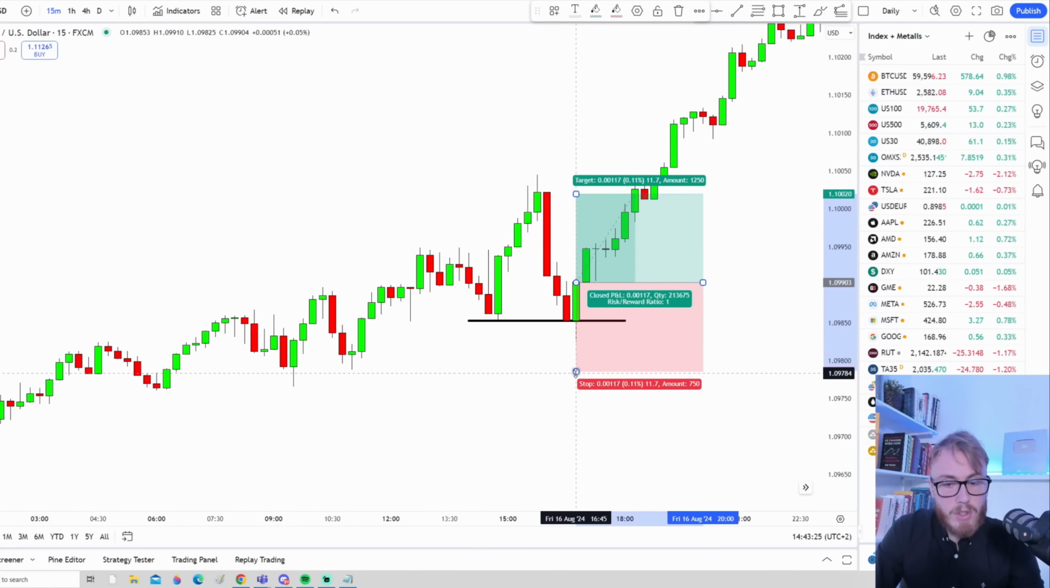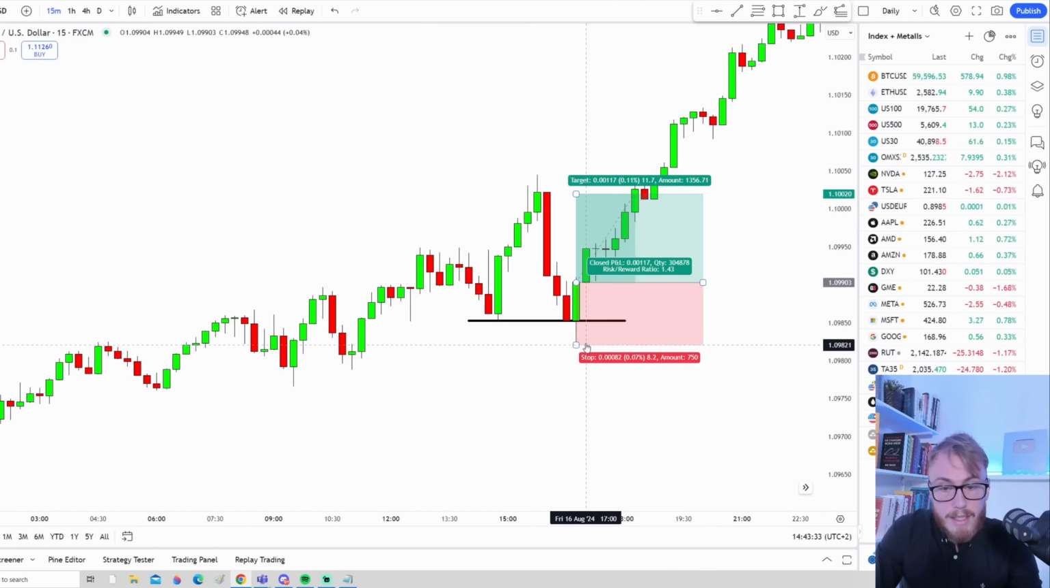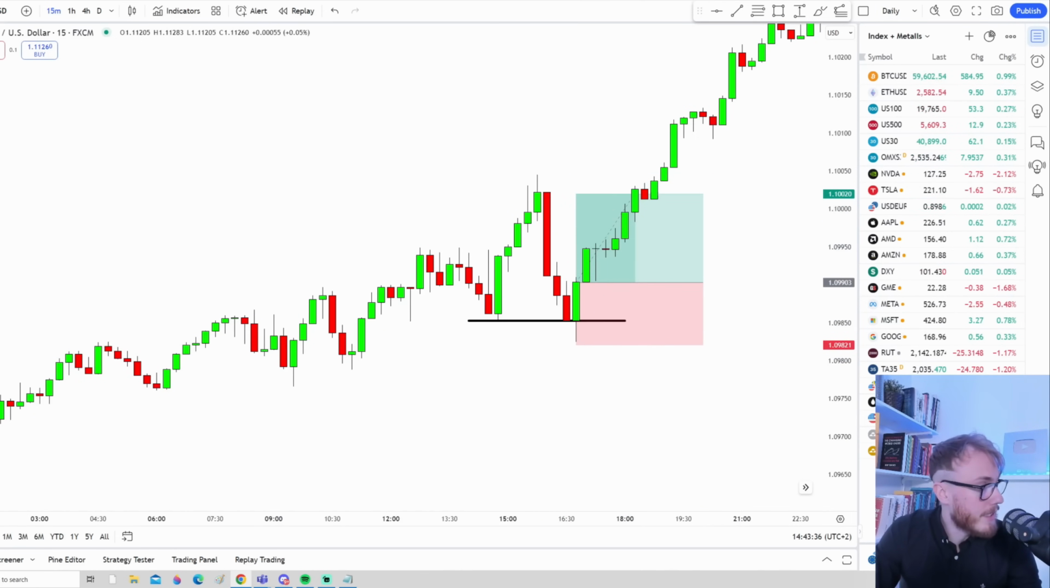Well, when it comes to stop losses, as I already mentioned, the stop loss for this pattern is very straightforward. We want to place the stop loss below the wick of the candle. So we want to place the stop loss below this point right here. And I also usually leave some wiggle room here.